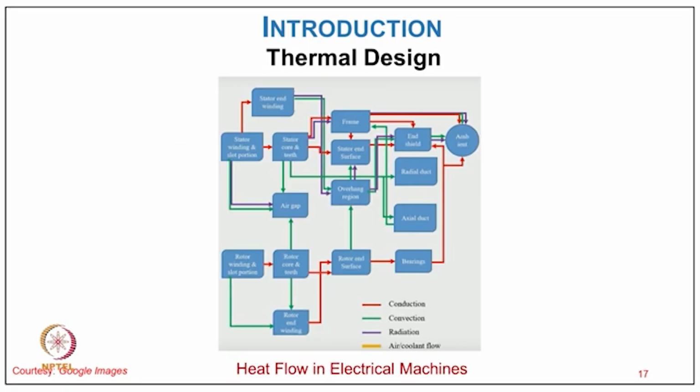From these losses you can see the thermal heat flow in this electrical machine: heat flow from the winding, from the slot portion, and losses in the stator core and teeth, then it goes to the frame, then to the ambient temperature outside and the end shield. Then the air gap, then the rotor side, the rotor winding, rotor cover, rotor end shield, rotor end surface, and finally the bearing and axial duct. So this is how conduction, convection, radiation and heat airflow occur in this typical three-phase induction motor.